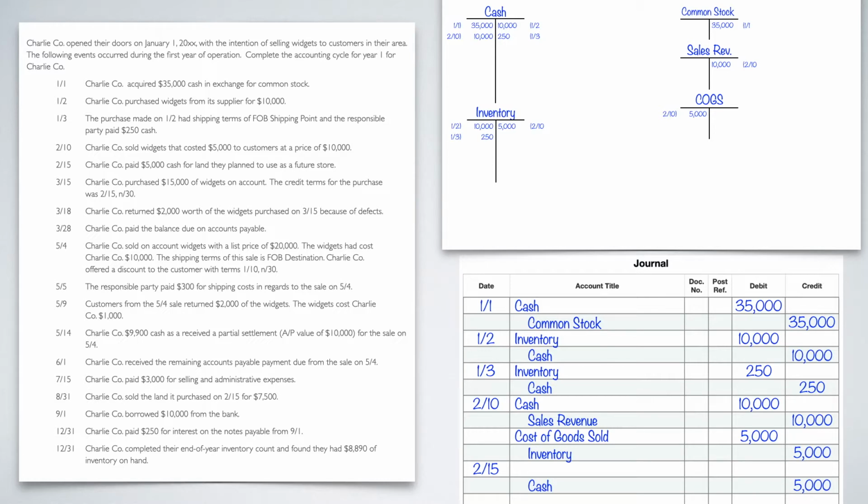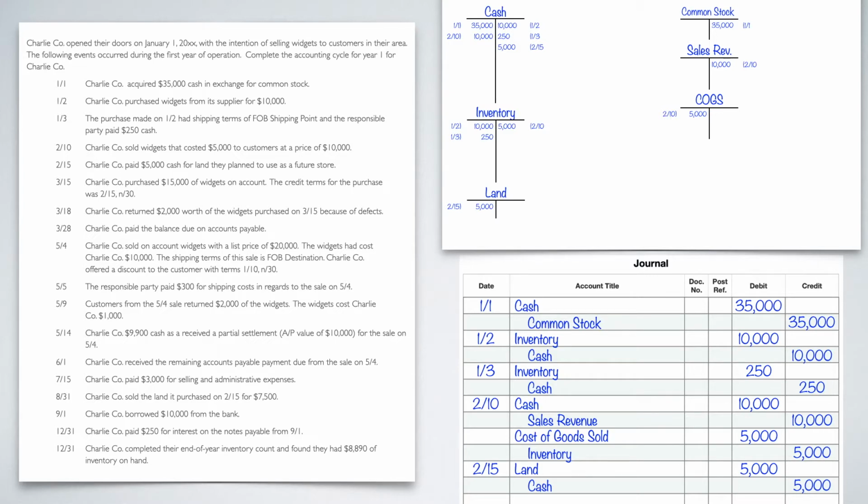And then what are we going to debit? Well, we purchased land. So we got that asset. And so we're going to debit land of $5,000. And I'm going to create a land T-table and also put the $5,000 into cash. All right, so that is February 15th. Now let's look at March 15th.